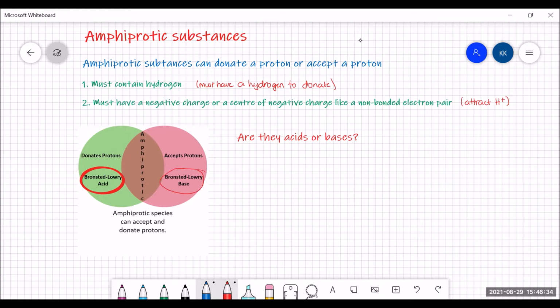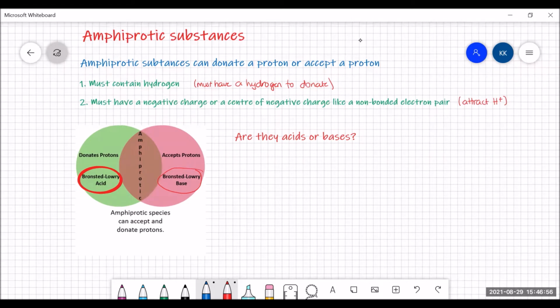So the big question is, amphiprotic substances can do both. Are they acids or bases? Well, the short answer is that they are both acids and bases, but what we're really interested in is whether they can act as acids or bases in a given situation, not whether they are acids or bases. So it's, can they act as an acid, or can they act as a base?